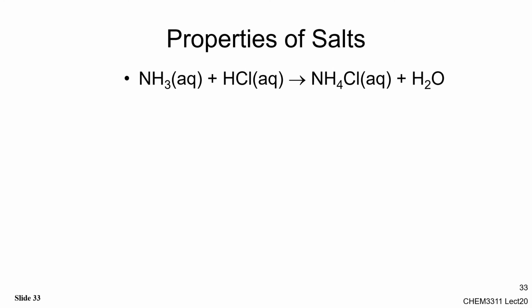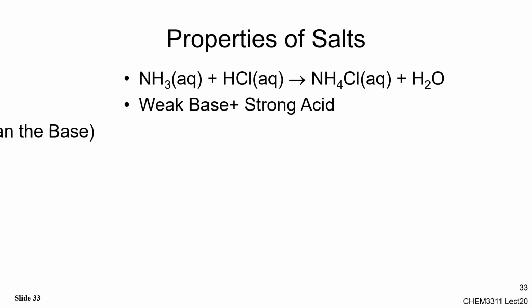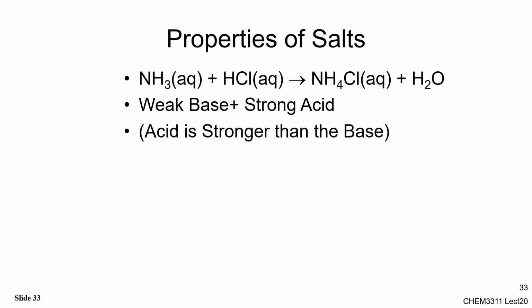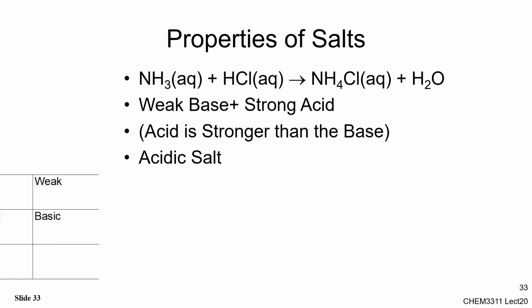Let's do the reverse. Now we're going to substitute for the sodium hydroxide in our first reaction. We'll use a weak base, ammonia, meaning we make ammonium chloride. All right, so we've got our ammonium chloride solution. Acidic or basic? Well, we have a weak base and a strong acid. Who wins? The acid is stronger than the base. It's an acidic salt.